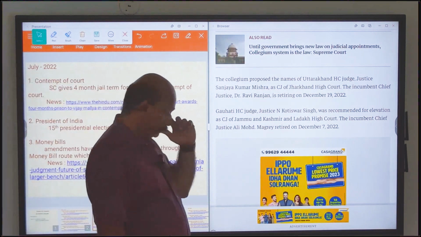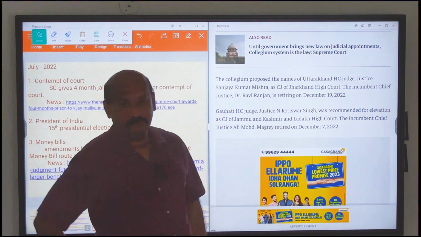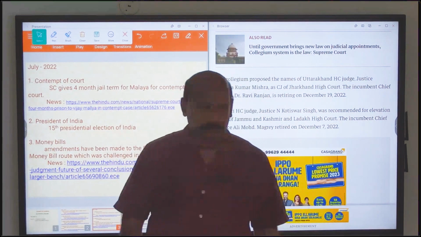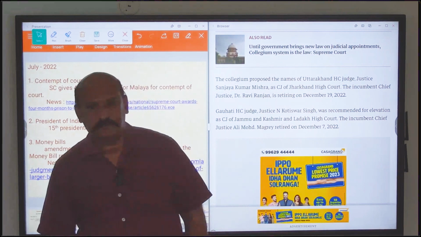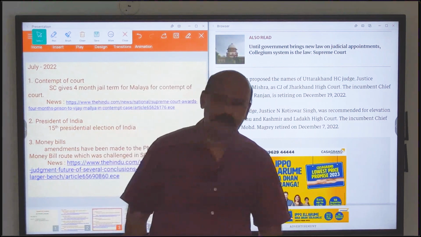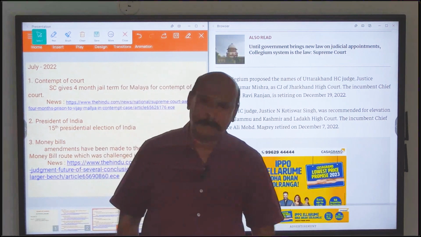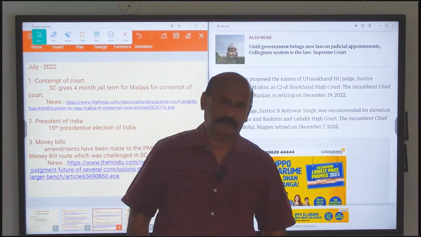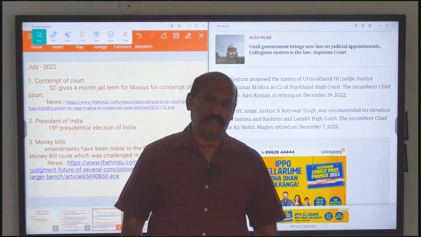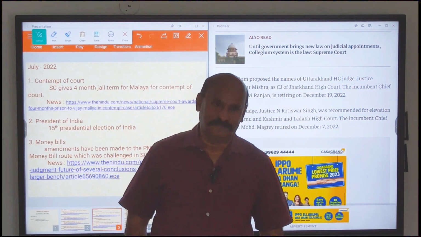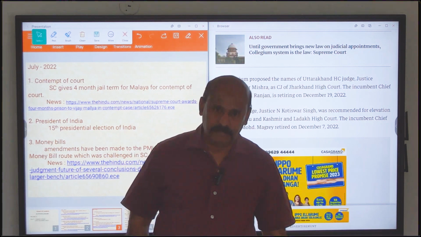How is the president of India elected? The president is elected indirectly by the electoral college comprising the elected members of Lok Sabha and elected members of Rajya Sabha, and then elected members of state legislative assemblies. What about the union territories? Jammu and Kashmir has a legislature. Will they be taking part?